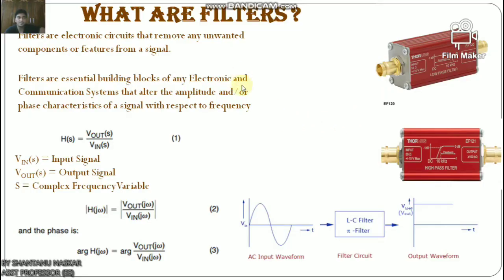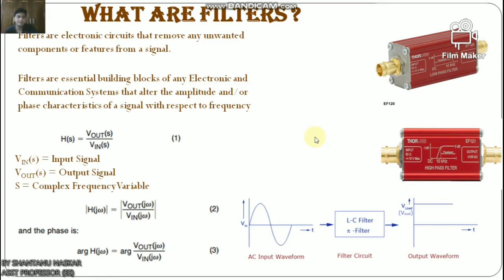So let's start. What are filters? Filters are electronic circuits that remove any unwanted component or features from a signal. In simple words, you can understand it as a circuit that rejects a certain band of frequencies and allows others to pass through. They are widely used in instrumentation, electronics and communication systems, especially in signal and image processing. In this video I will discuss briefly the filters, their classification, characteristics, types, applications, advantages, disadvantages, etc.